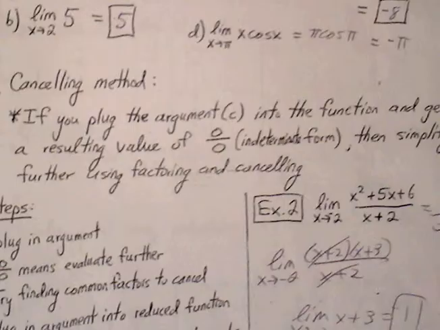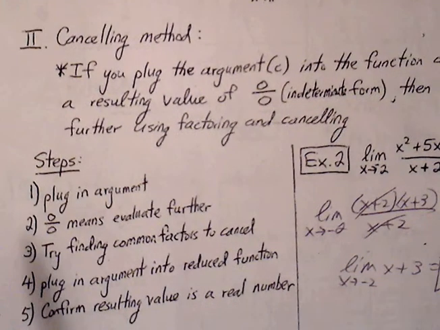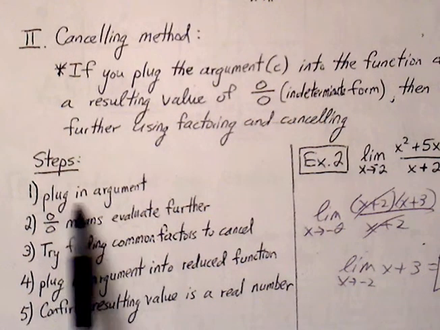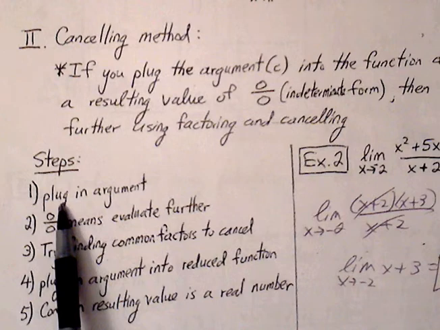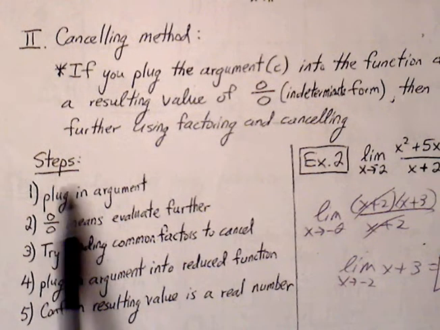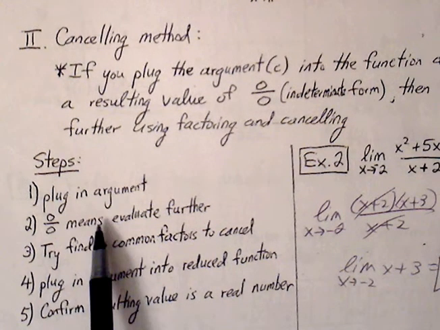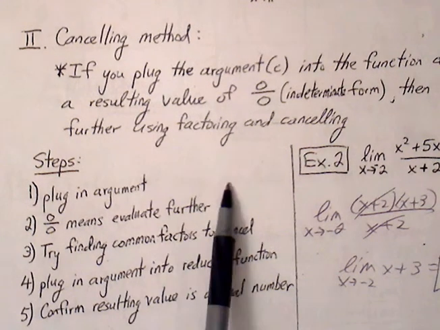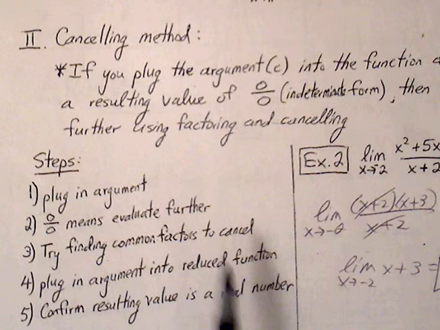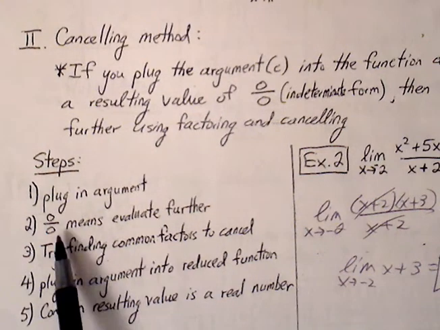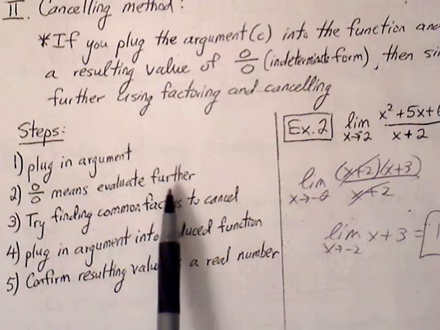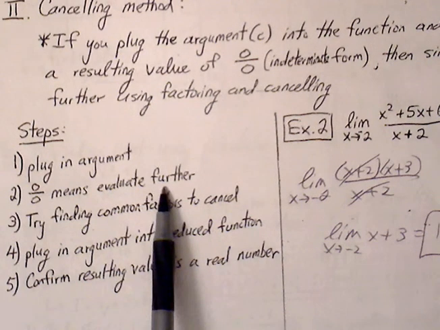So here are the steps that we're going to take. We're going to first plug in the argument, just like we always take the first step, regardless of whether it's going to work or not. We always plug in that argument and see what happens. If we get a real number, we stop because we have our limit. But if we get 0 over 0, that means we can potentially further evaluate the expression.